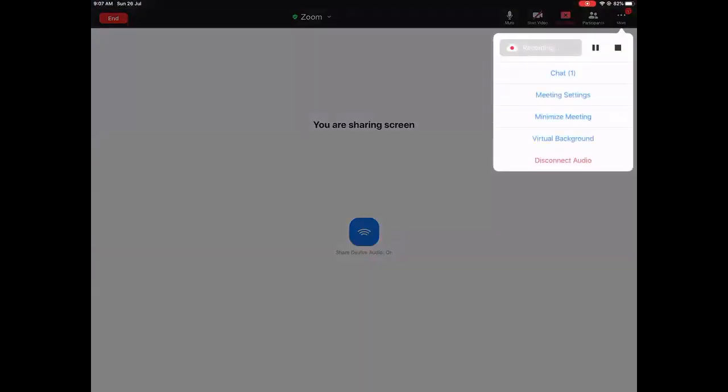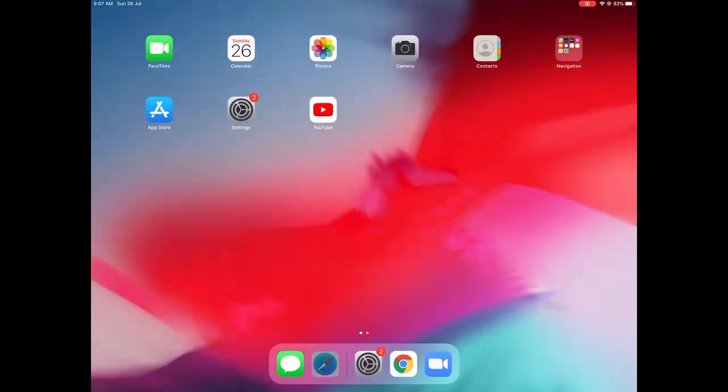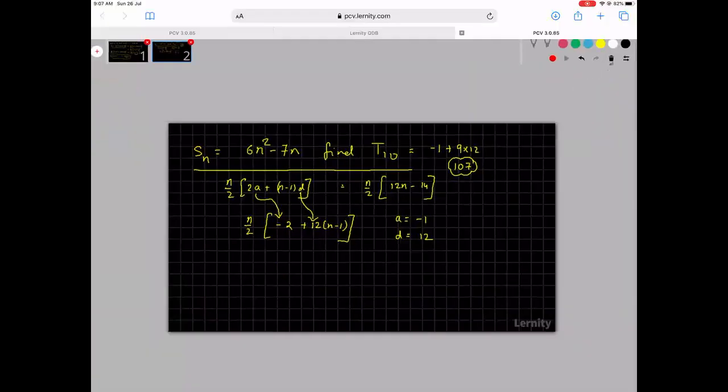Yes, what happened to you all? A is not minus 1 by 2, Divyanshu. I am getting A is equal to minus 2. So if I take n by 2, it will work out to be 14. So I'll take minus 12. So minus 2, I'll get minus 2. So A is equal to minus 1 and D is equal to 12.